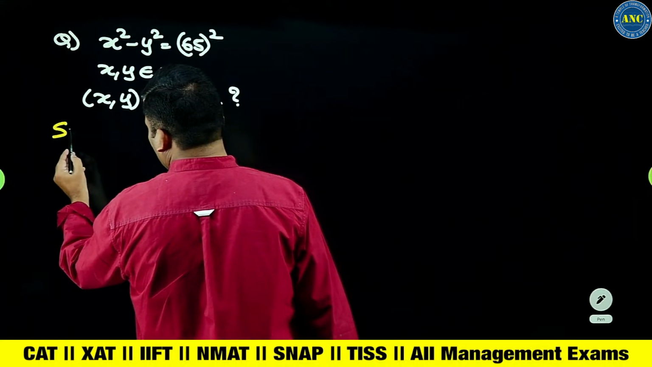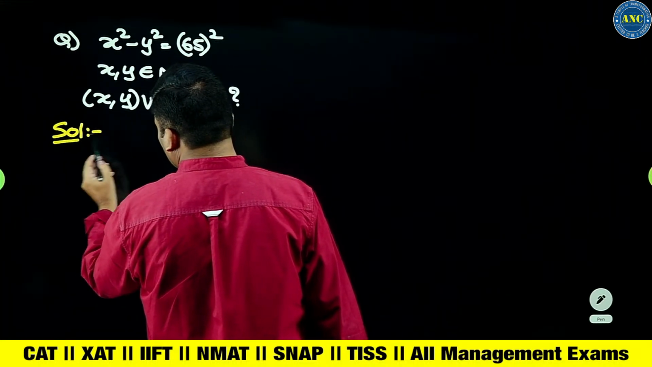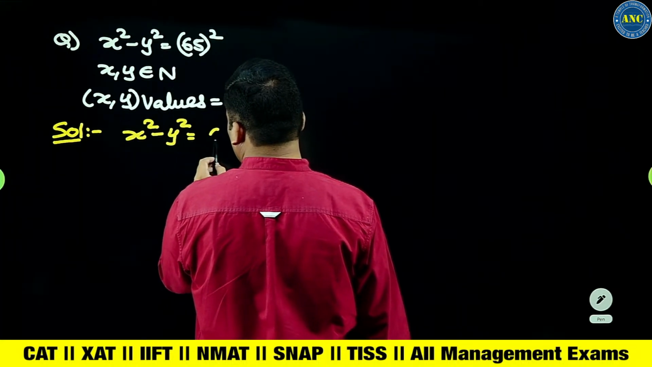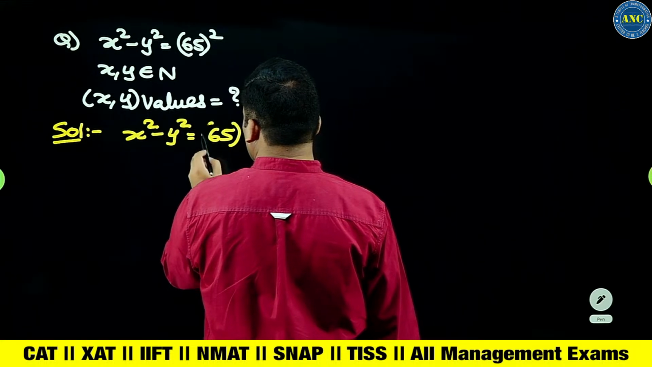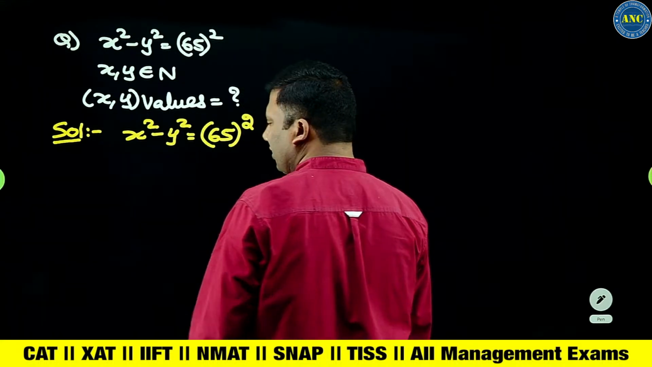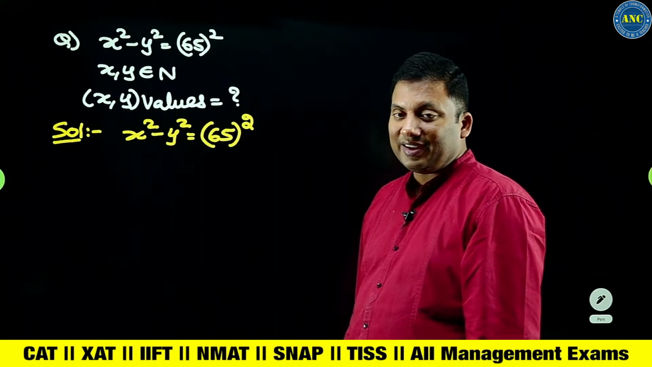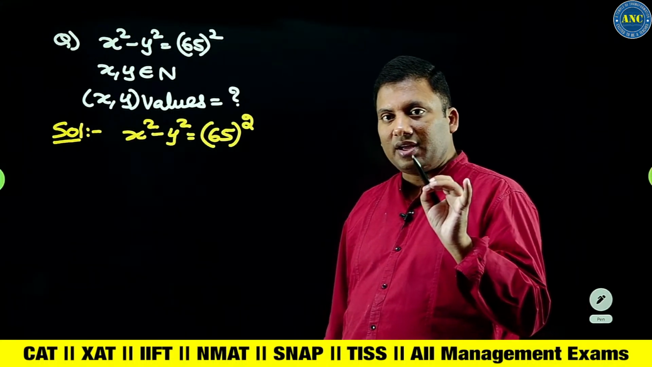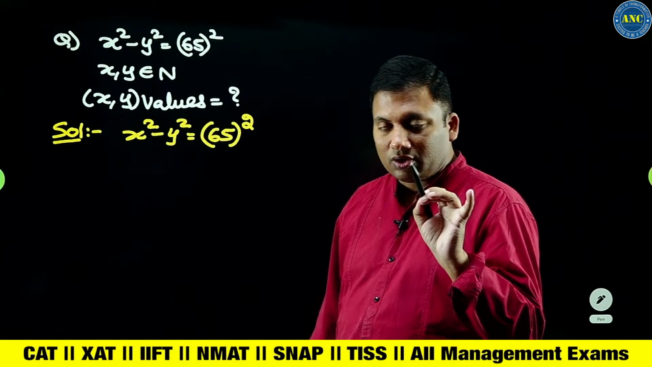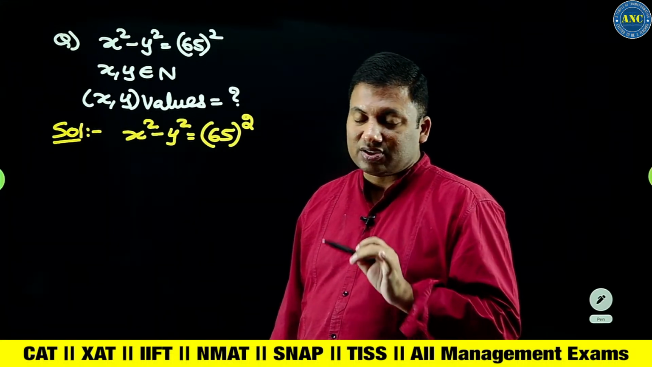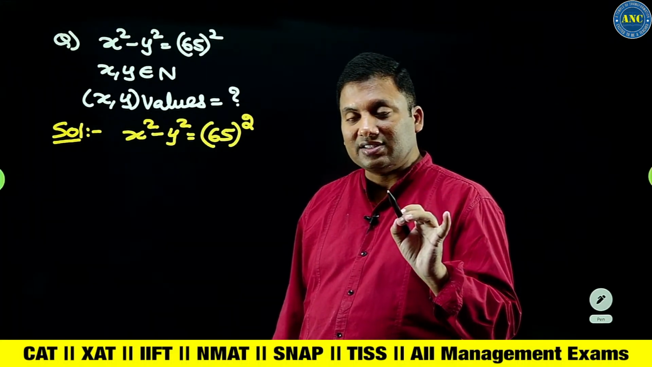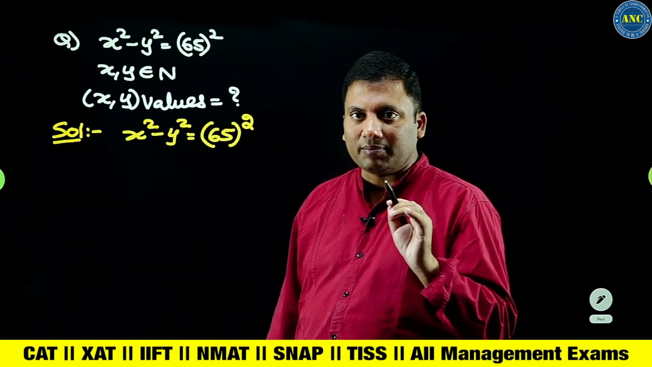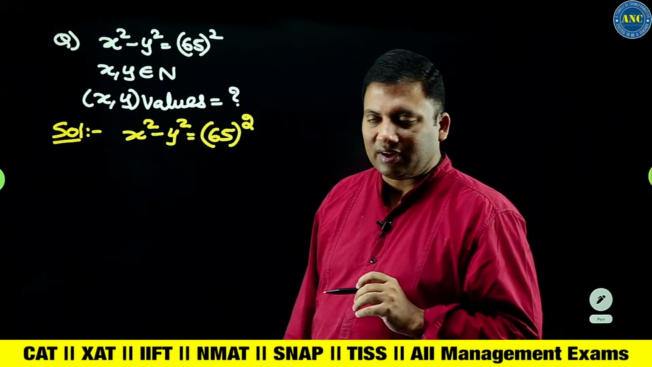Solution. Listen carefully, sir. x square minus y square is equivalent to 65 whole square. 65 is an odd number, and an odd number squared is an odd number, so the right hand side is an odd number. x square minus y square equivalent to k will have integral solutions when the right hand side is an odd number. So definitely values of x and y will come. What values of x and y will come? Let us see.